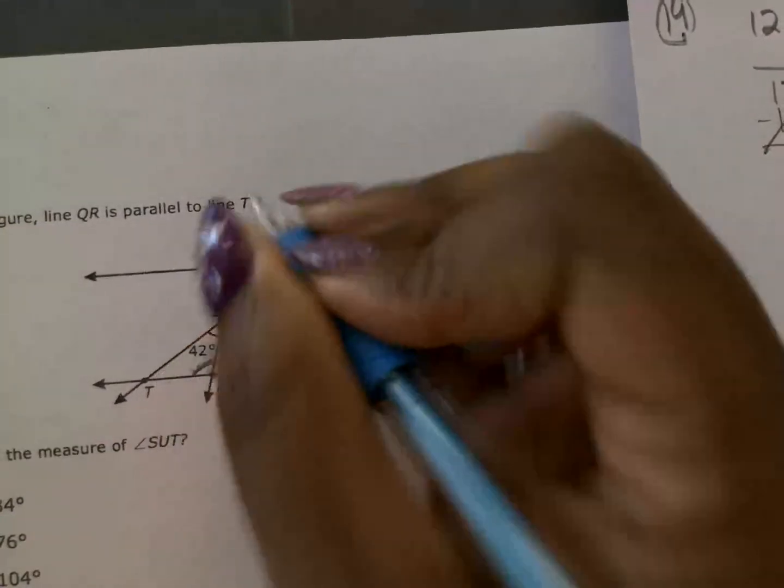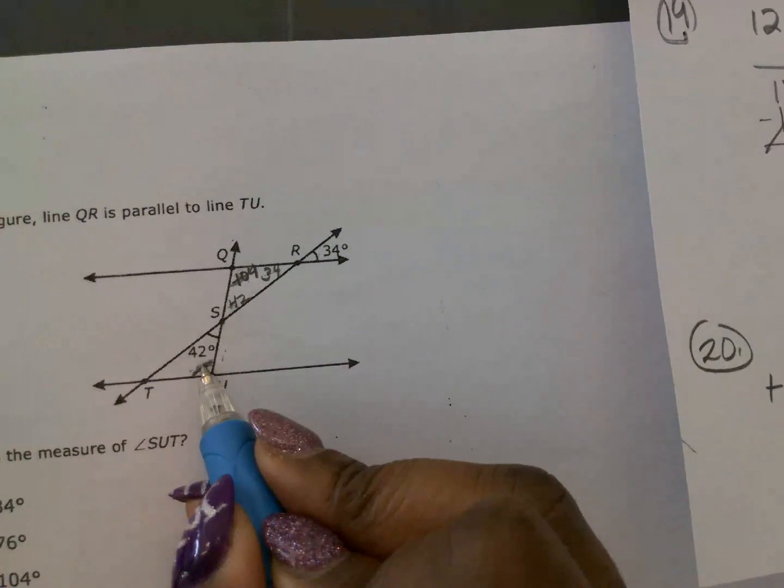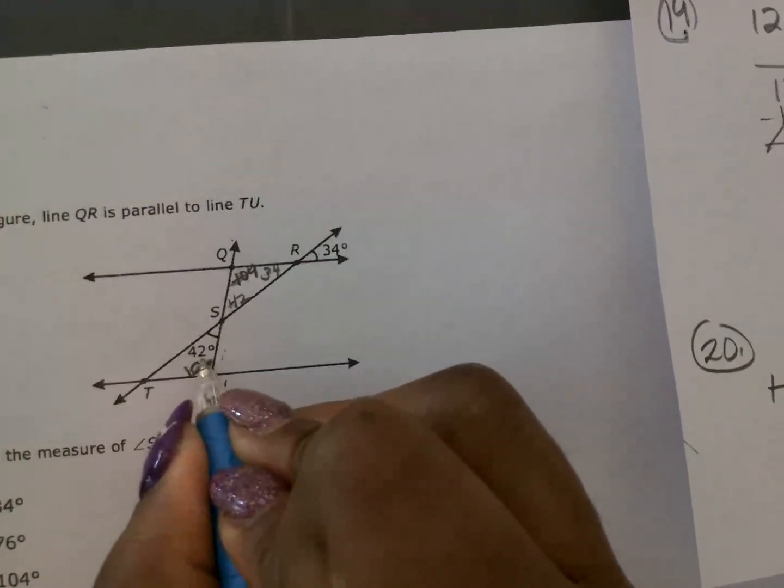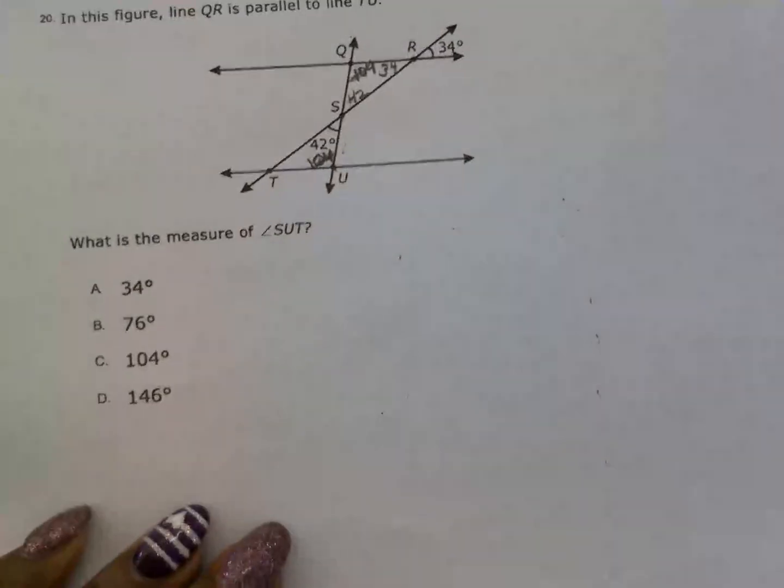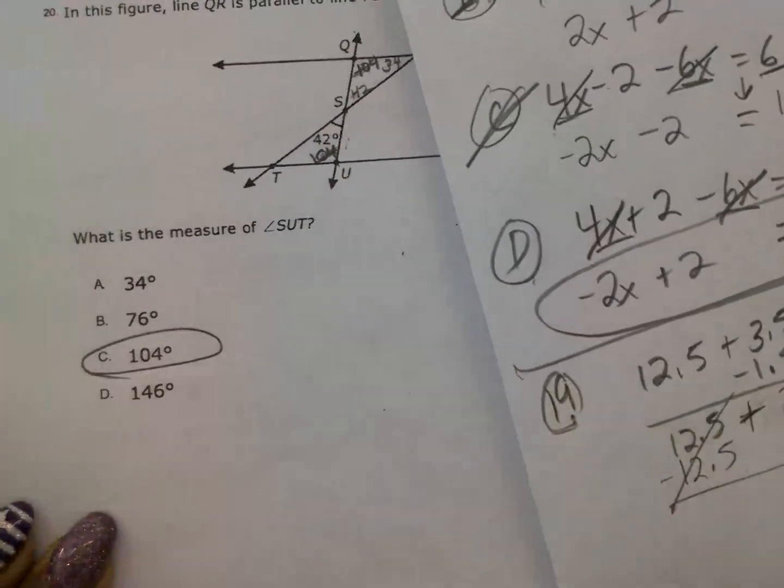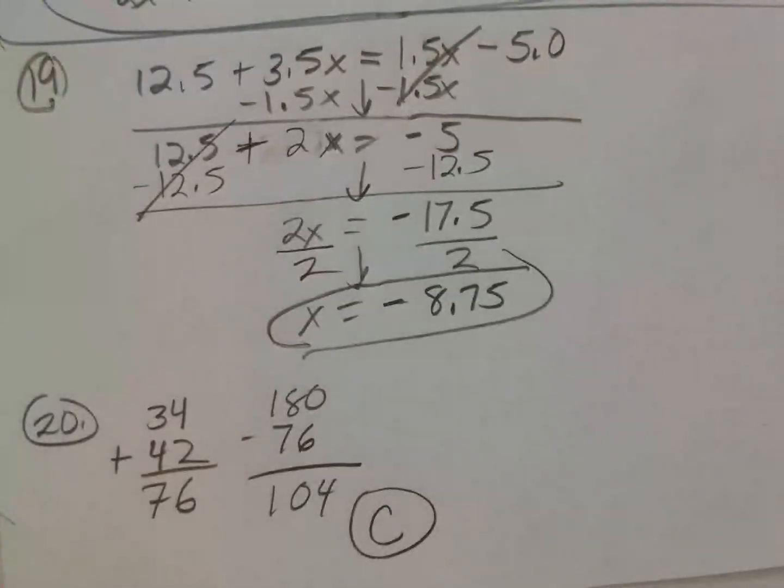So if this angle right here is 104, then these two angles are alternate interior angles. This is also 104. So the answer here is going to be C. Okay. So C is your answer there. All right. Please make sure you share your work, and if you have questions, just let me know. Okay.